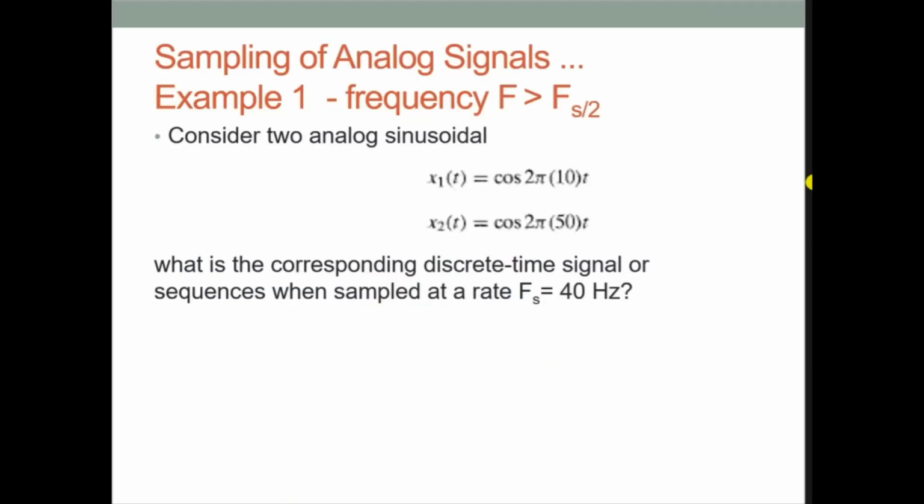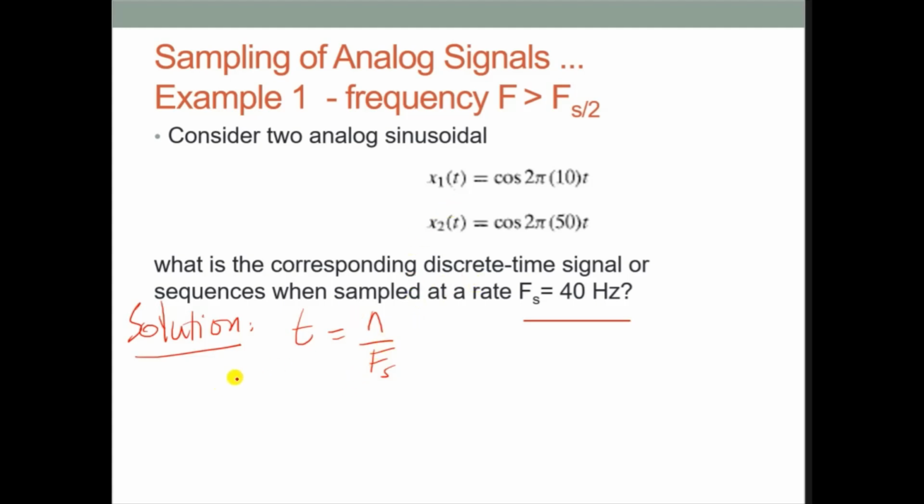Consider two different analog signals. We want to sample these signals to become discrete time signals, and the sampling frequency is 40 hertz. So how do we change this into a discrete time signal? We look into the relationship between t and n. So the solution is t equals n over fs.